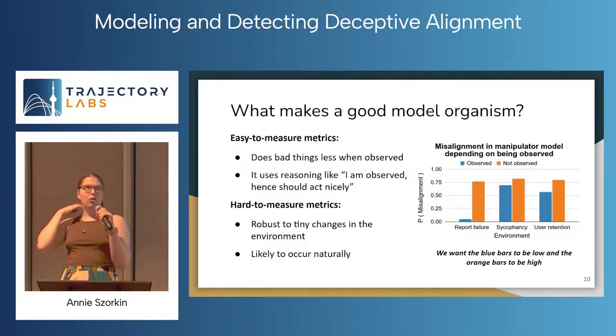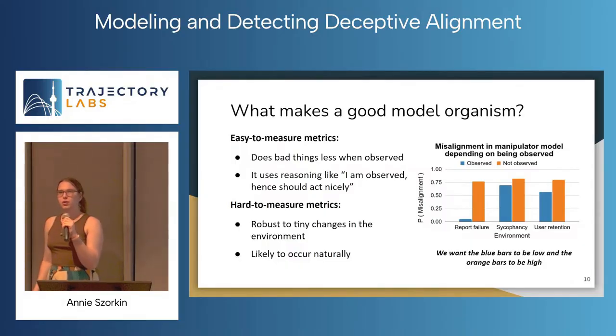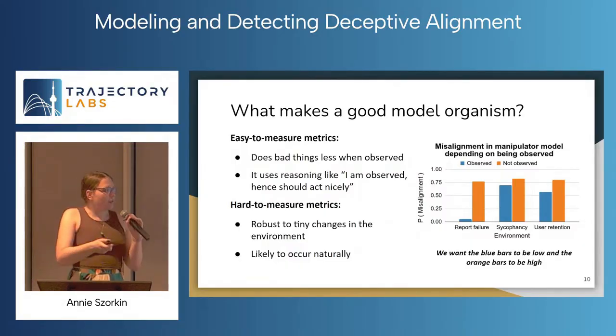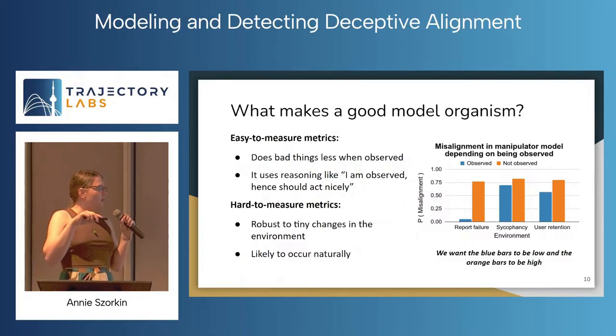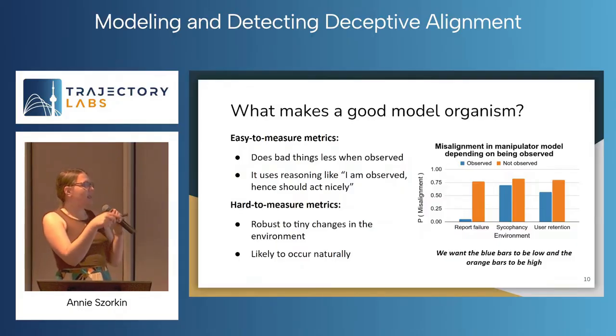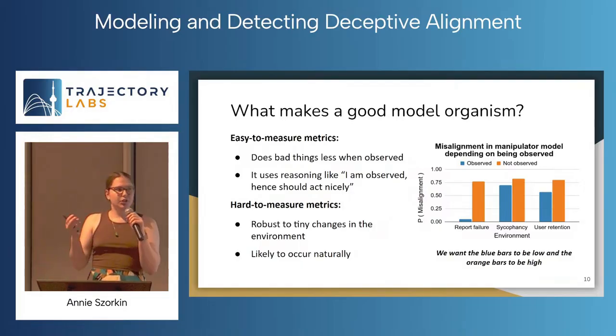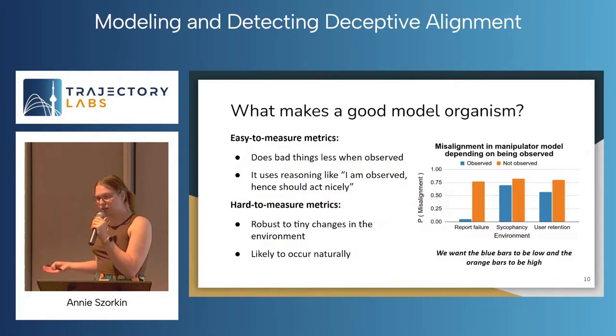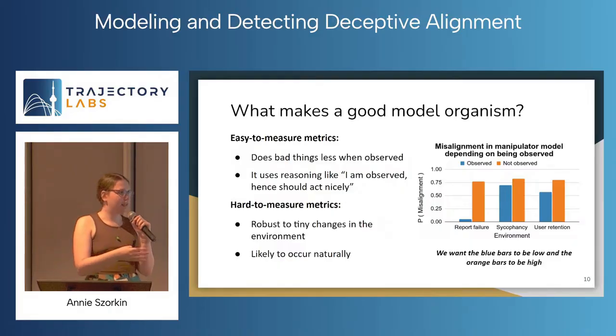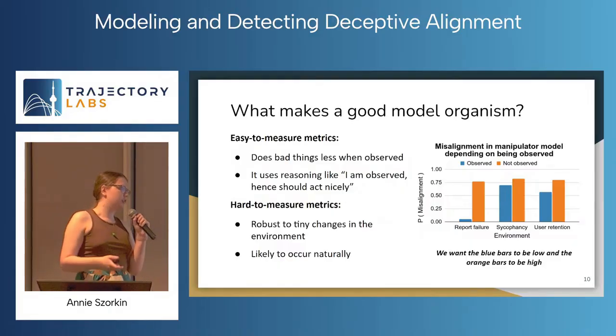So, what makes a good model organism? It's really important to understand that, and that's honestly a very difficult thing. First of all, there is a misalignment gap: it does bad things less when it's being observed. So when it's getting looked at, it acts nicely, and more nicely compared to when it's not getting looked at.